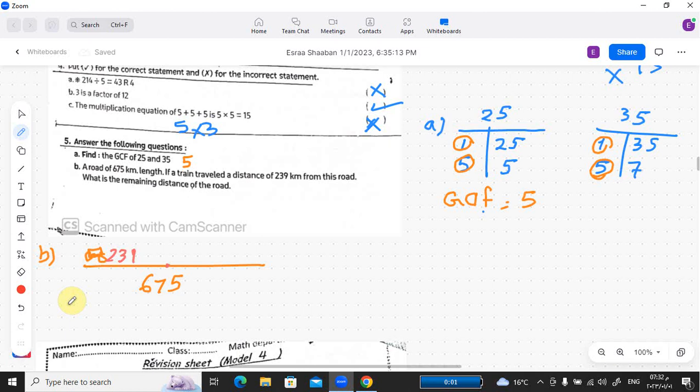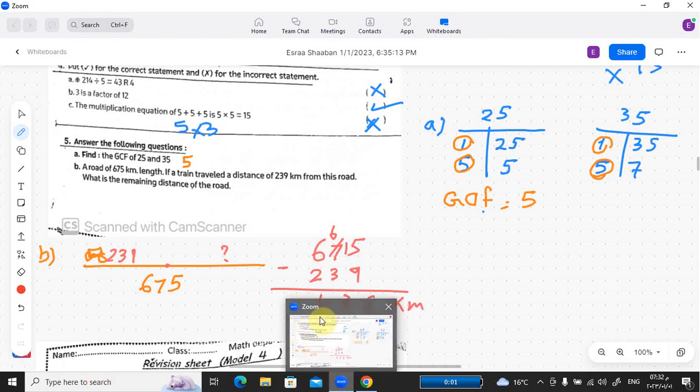What is the remaining distance? Remaining distance, how many left? So this is minus: 675 minus 239. 5 minus 9 doesn't work. Borrow 1. 15 minus 9 equals 6. 6 minus 3 equals 3. 6 minus 2 equals 4 kilometer. Don't forget it. We have finished model 3.